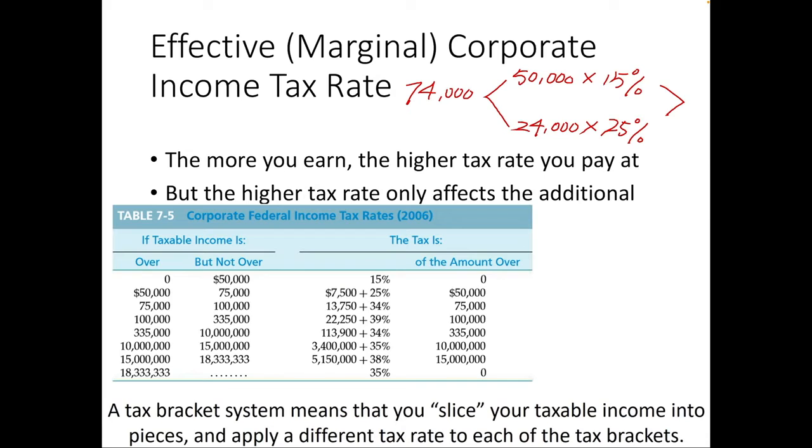So first, under this marginal corporate income tax rate, the more you earn, the higher tax rate you pay. Okay, that's reasonable. But the higher tax rate only affects the additional amount. That's why it's called marginal, because it's only based on the additional amount. Well, additional to what? To these numbers.